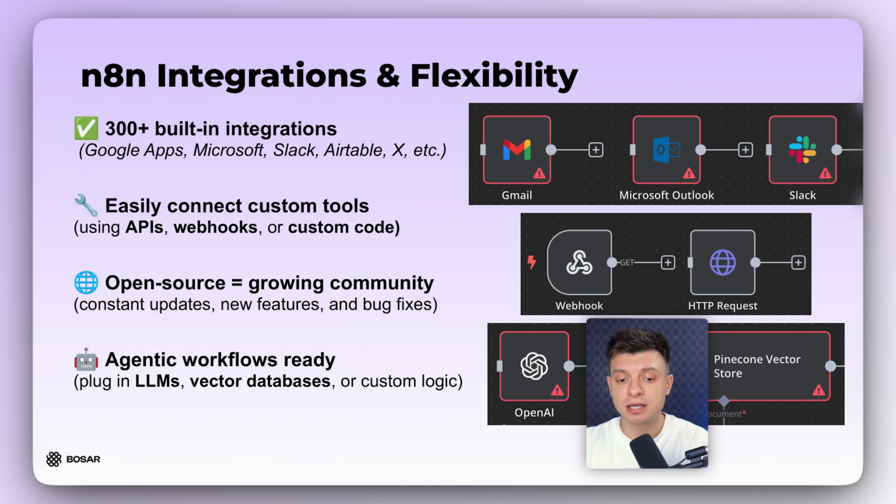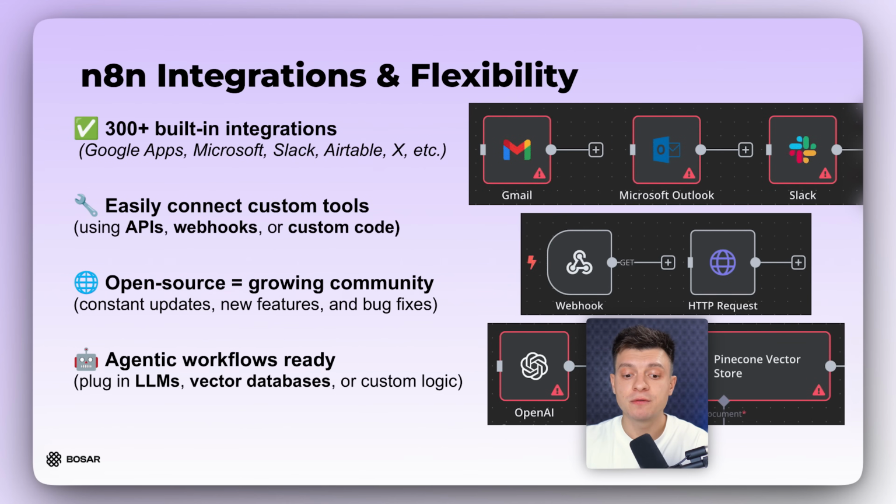And since n8n is open source, there is a huge community constantly adding new features, fixing bugs, and building extra nodes for popular services. So because of this, it just keeps getting better over time. And of course, you can also hook it up with LLMs, vector databases, or your own custom code to build full-on agentic workflows. I assume you are familiar with tools like Zapier or Make.